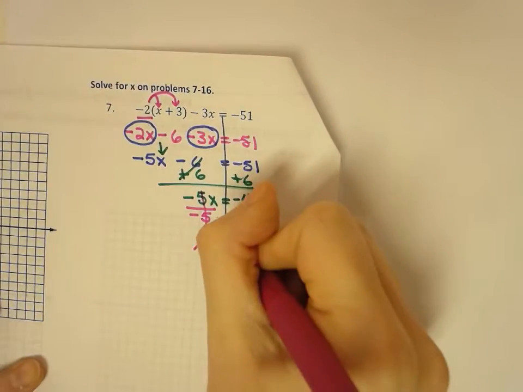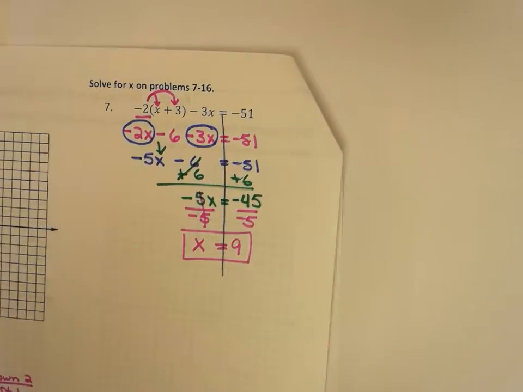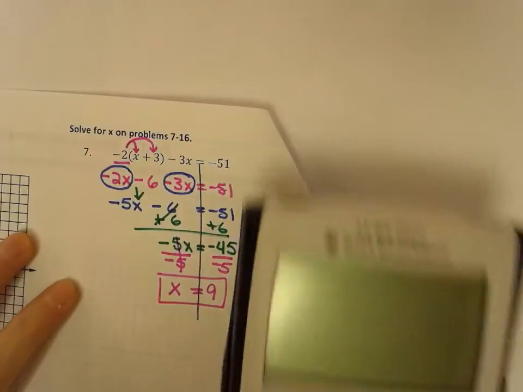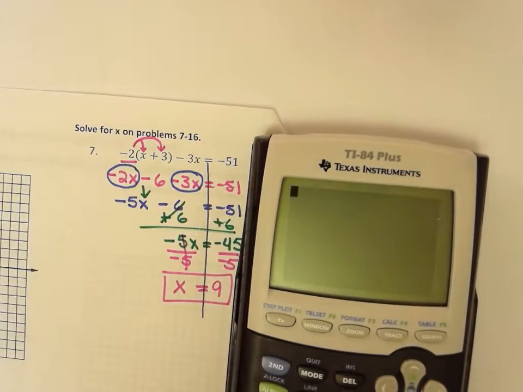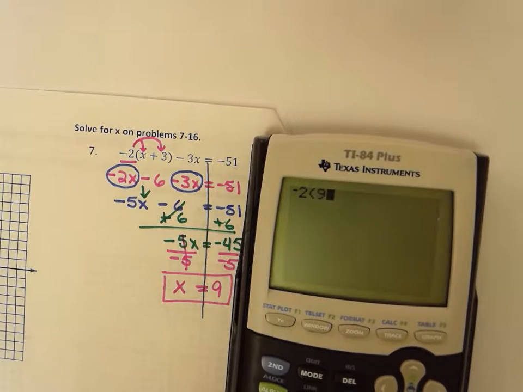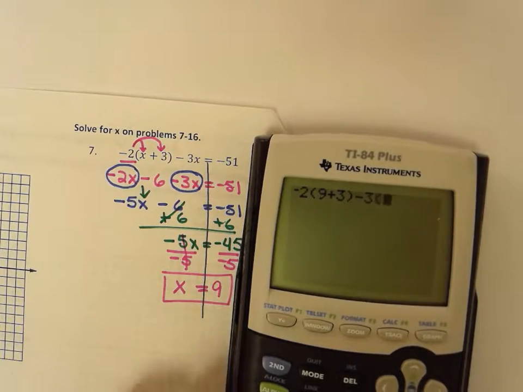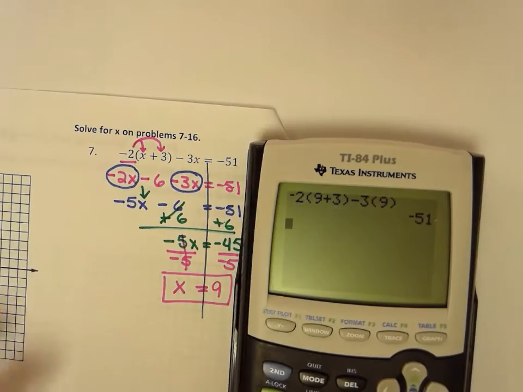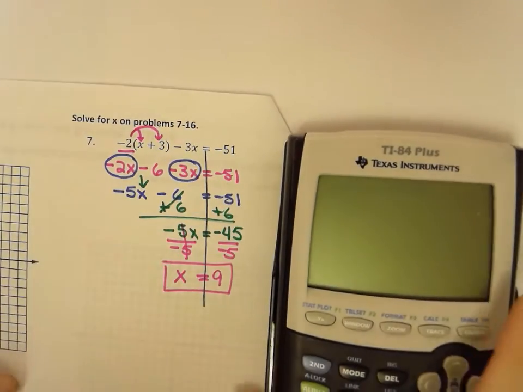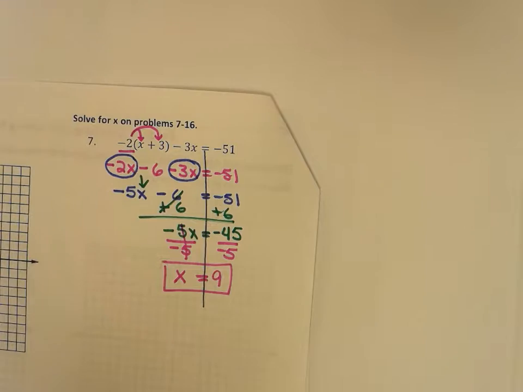So x equals 9. If you would like to check your answer on this one, you can just plug x equals 9 back into both of those and see if you get -51. I hit enter, I did get -51. And you might want to go ahead and double check your answers, because this is going to count twice as a daily grade. Okay. Number 8.